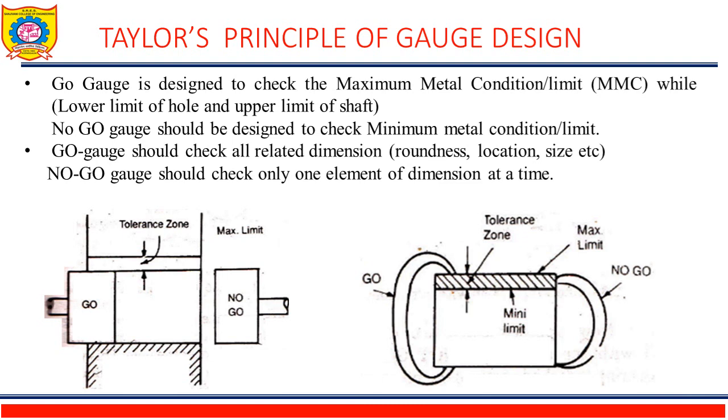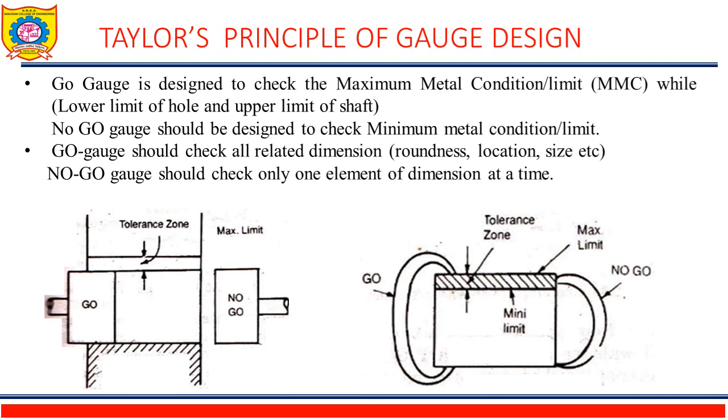Whereas the second figure is for checking the shafts. See, the go gauges and no-go gauges are also mentioned here in the figure. The tolerance zone for the shaft is also mentioned. The maximum limit for the shaft is also mentioned here. So Taylor's principle of gauge design is generally used for design of gauges.